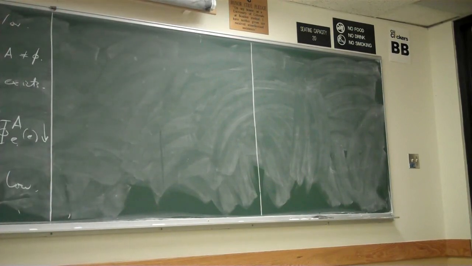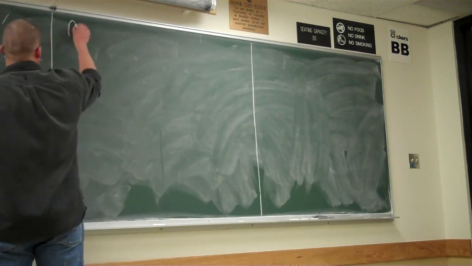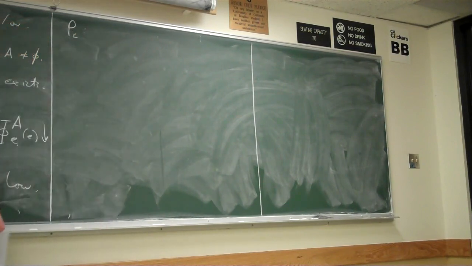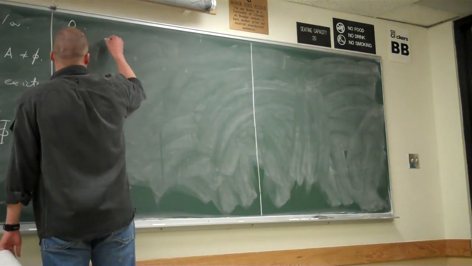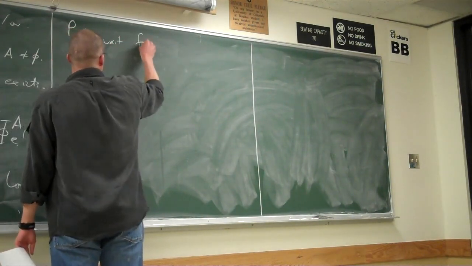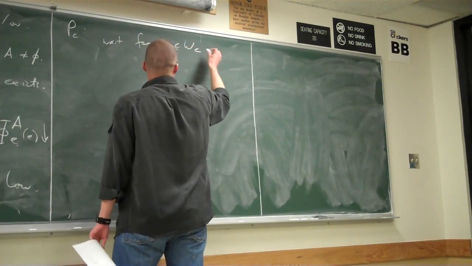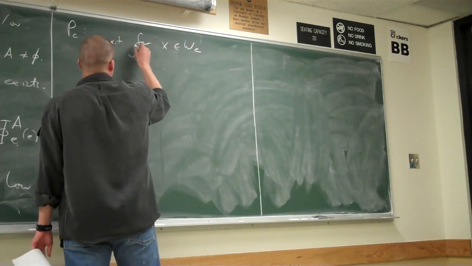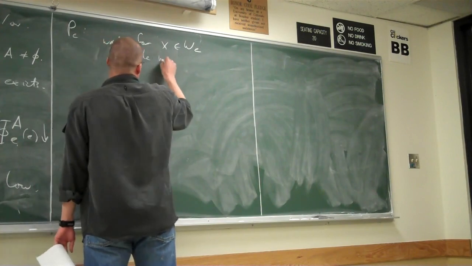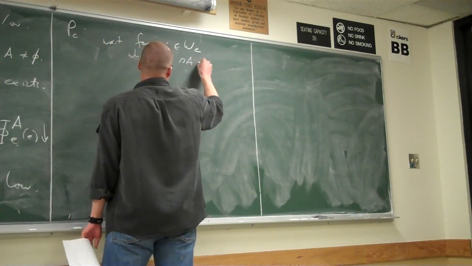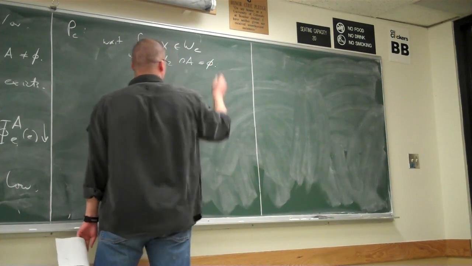So, basic modules, what do we want? The P_e requirement. You've seen it before, right? What do you do with P_e? Well, you wait for an x in W_e while W_e intersect A is empty.